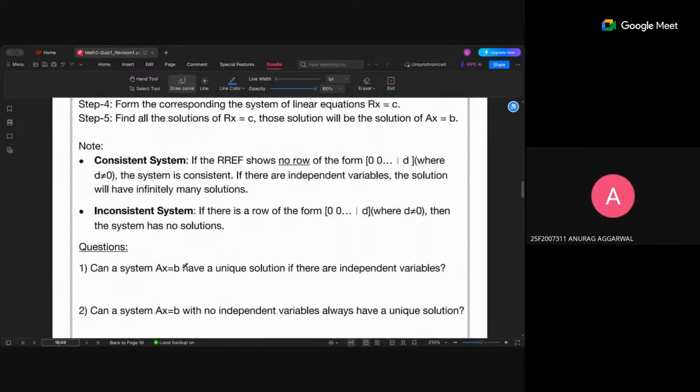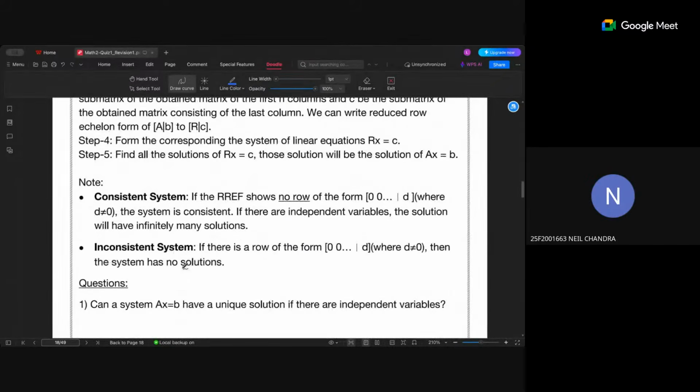Ma'am, can you repeat this? Even if one independent variable is there, it will be infinite solution? Sorry, what? Even if one independent variable is there where there is no leading one entry, then also it will be infinitely many solutions. Yes, yes.